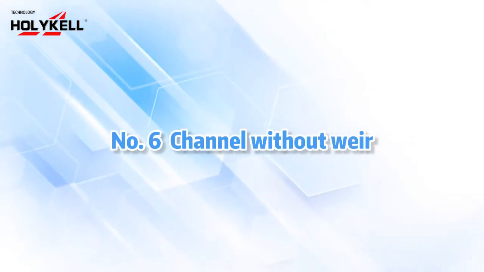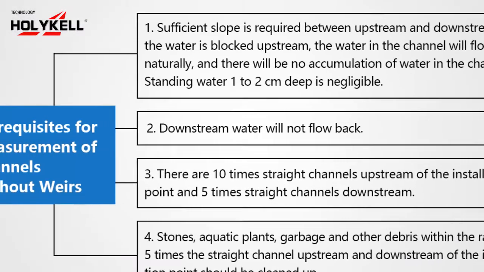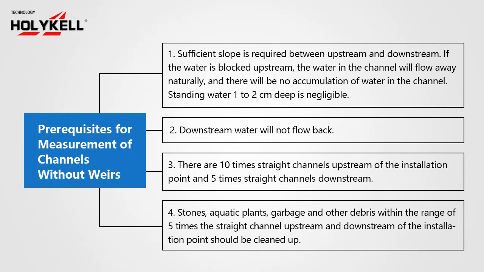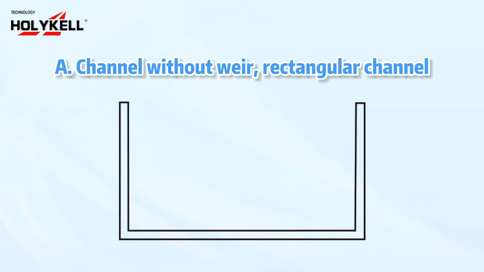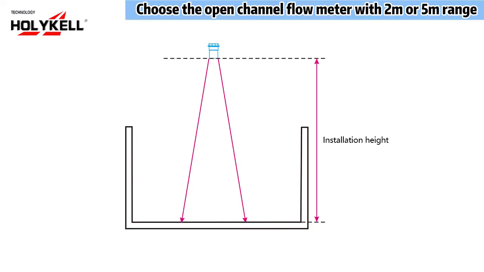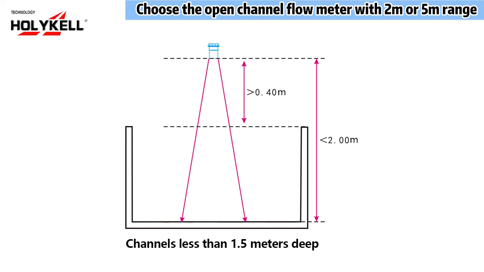Number 6. Channel without weir. A, channel without weir, rectangular channel. Choose the open channel flow meter with 2 meters or 5 meters range.